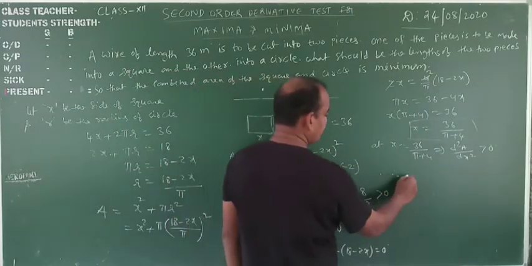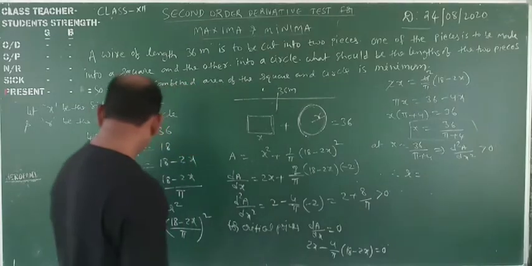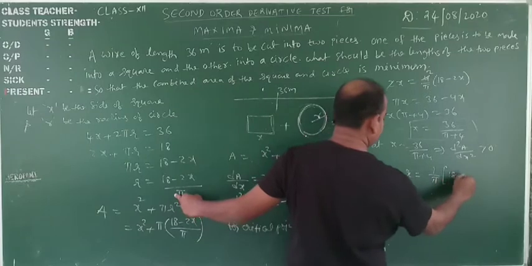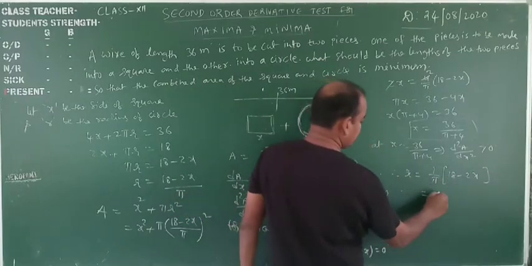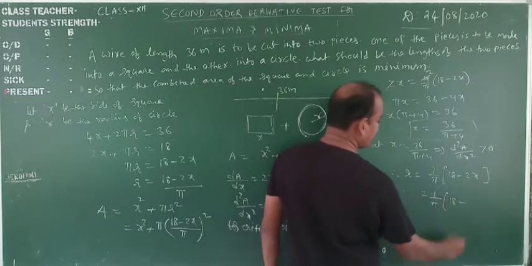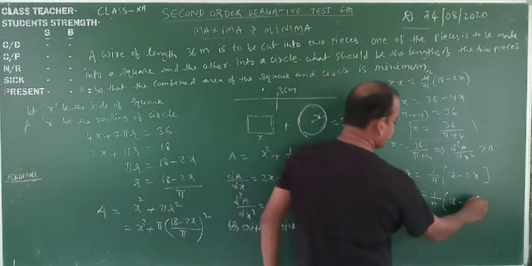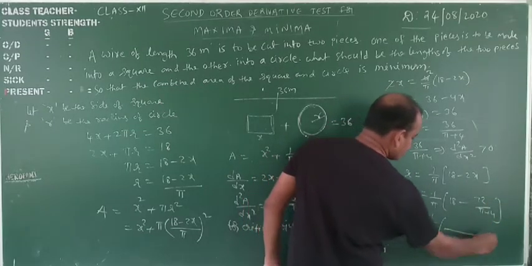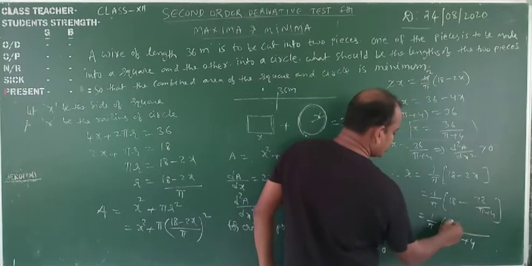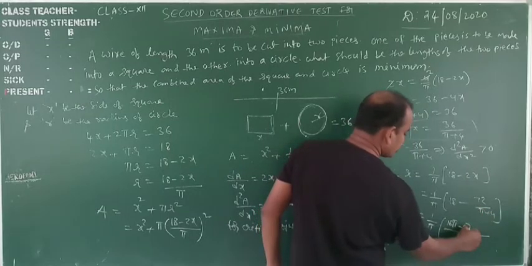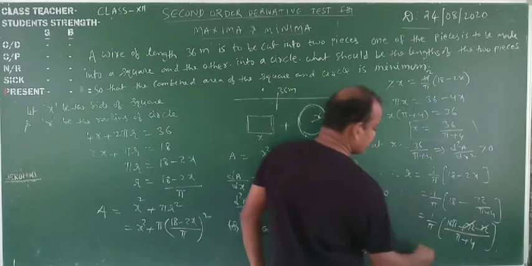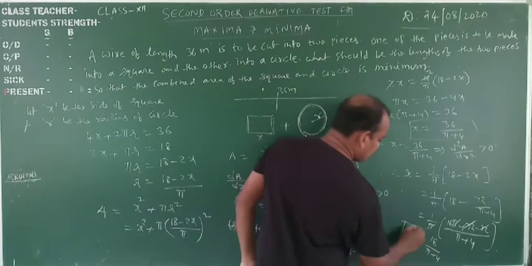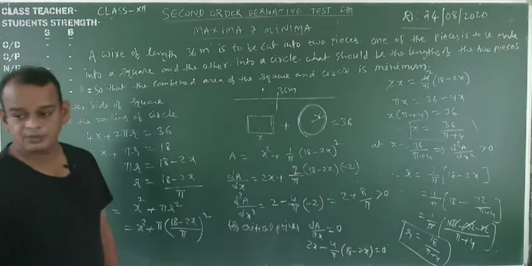Therefore, now we can find r. What is the r value? r is equal to 1 by pi into 18 minus 2x. Now 1 by pi into 18 minus 2 into x, 72 by pi plus 4. Now LCM: 1 by pi into LCM is pi plus 4, 18 pi plus 72 minus 72. This pi cancels. That equals 18 by pi plus 4. This is the r value. Now you can find the length of the pieces.